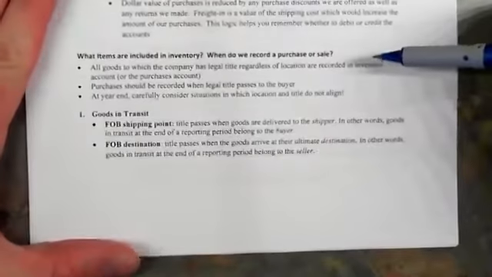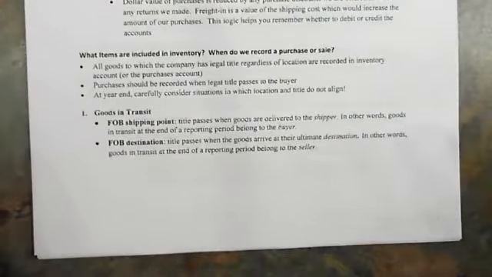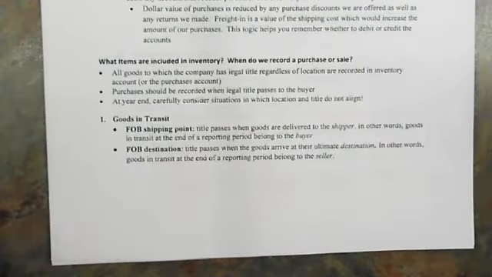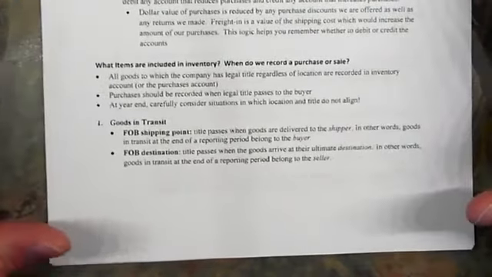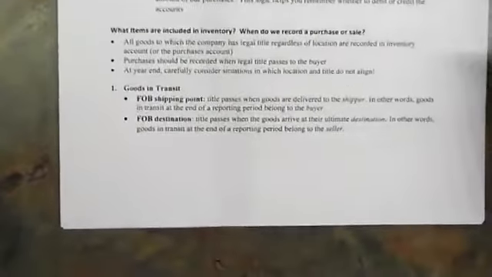So, what items are included in inventory? And when I say items, I mean, physically a count of items. When do we record a purchase? When have we bought the inventory? And then when has it been sold? These are questions that can get a little tricky depending on some very particular transactions or ways that inventory is purchased.